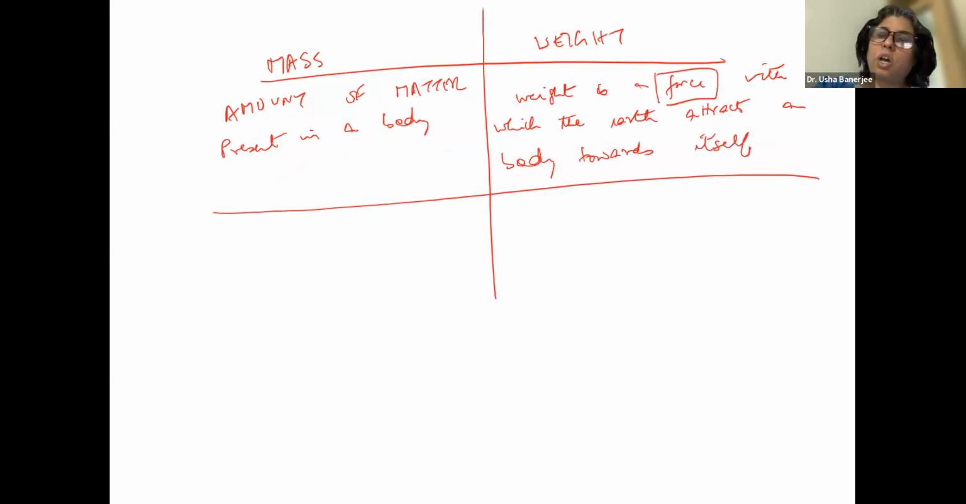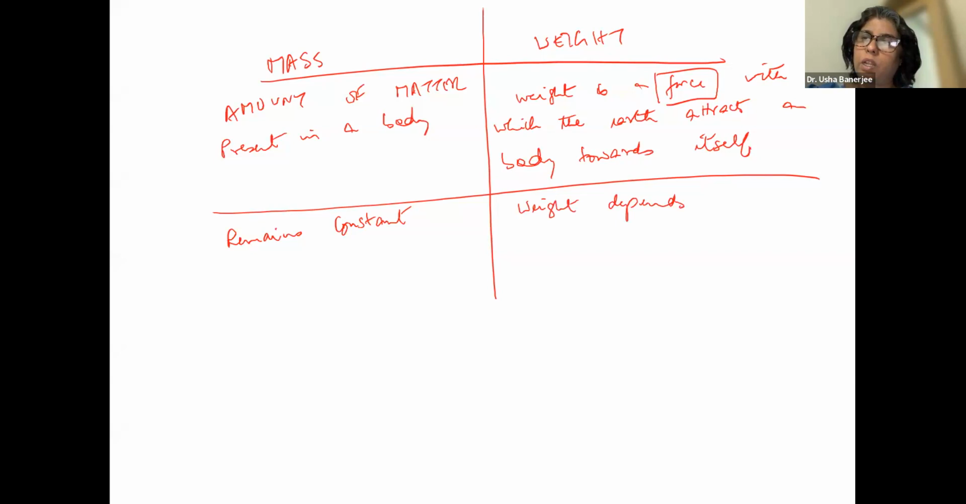Mass of a body remains constant wherever you go. Today you're on Earth, tomorrow you're on the moon, day after tomorrow you go to Pluto, mass will remain same. However, weight depends on the acceleration due to gravity on the planet.